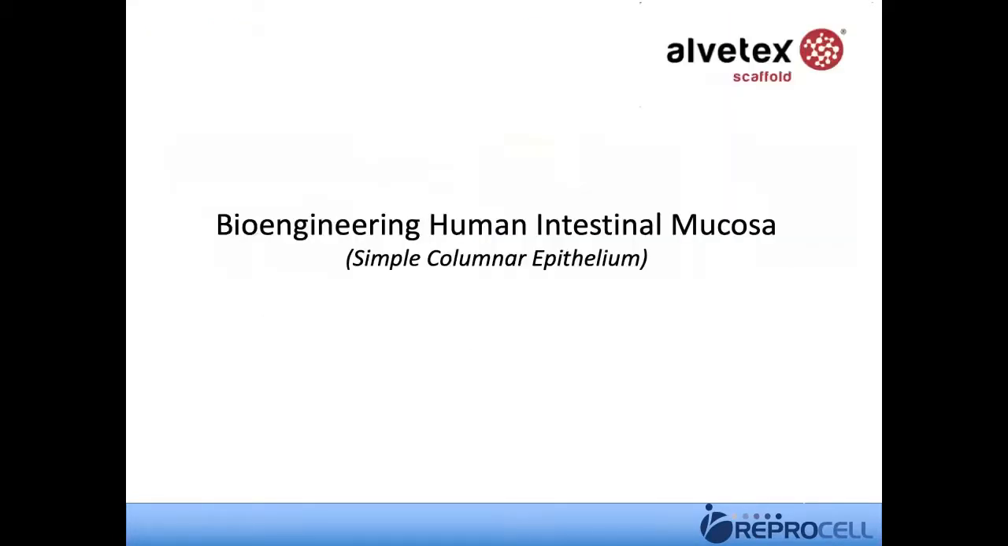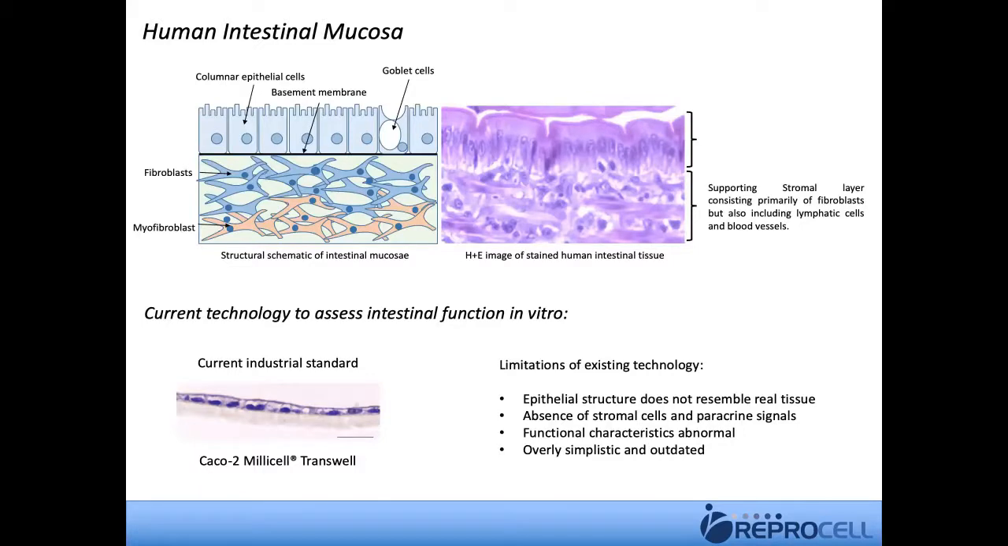So let's look at a different example, and this is bioengineering the human intestinal mucosa using the Alvetex platform. Now this is different because here we're not using entirely primary cells. We're actually using also a cell line, and I included this to demonstrate to you how cell lines, which are commonly used in industry, can be altered by growing them in 3D, particularly in co-culture with their supporting fibroblasts.